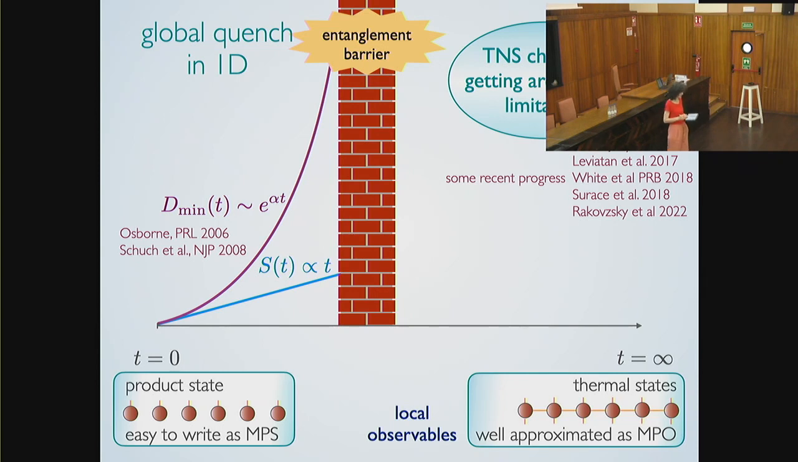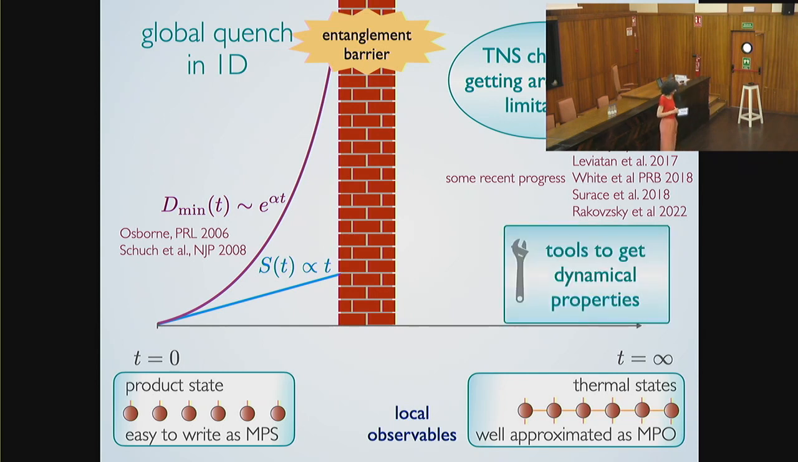With tensor networks, there's been recent progress. We are also working on that, and it's one of the focuses of, in particular, the problems I'm interested in now: tools to study these dynamical properties, which are not really following the full evolution.